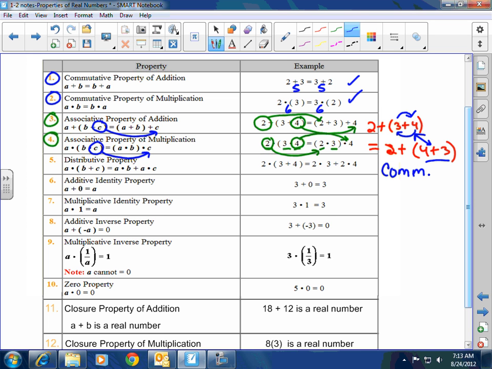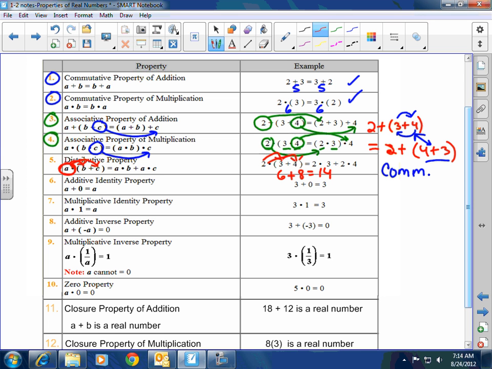Okay, the distributive property. The distributive property involves multiplication. And basically what's happening is that the outside number is being multiplied to everything inside of the parentheses. So a times (b plus c) is going to equal a times b plus a times c. Mathematically speaking, we'd be looking at 2 times (3 plus 4). Well, 2 times 3 is 6, plus 2 times 4 is 8, and that would be 14.